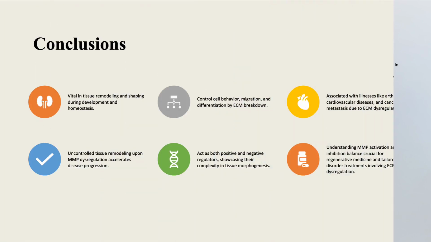Conclusion. MMPs are dynamic enzymes that activate the remodeling, shaping, and development of tissue. MMPs exert precise control on cell behavior, migration, and differentiation, and they also break down the elements in the extracellular matrix. MMPs play a part in pathological illnesses such as arthritis, cardiovascular disease, and cancer metastasis. MMPs disrupt the extracellular matrix and cause uncontrolled tissue remodeling.